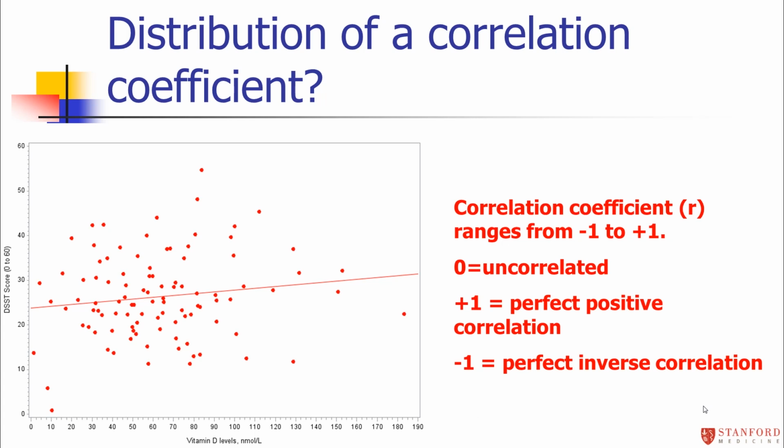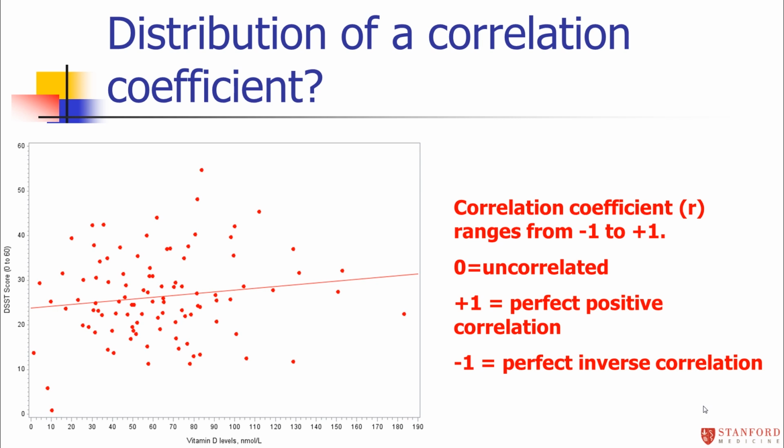About the distribution of a correlation coefficient? So the correlation coefficient again ranges from a value of -1 to +1. 0 means that two variables are uncorrelated. +1 is perfect positive correlation. -1 is perfect inverse correlation. Everything in between is some level of correlation.